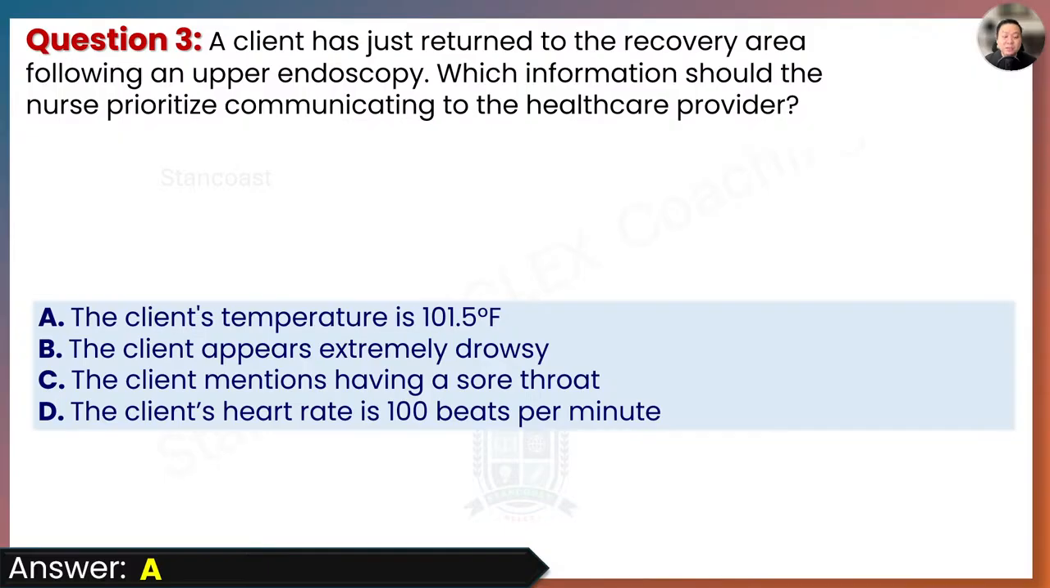Now, I want you to look for signs of critical complications like infection or perforation, and you need to prioritize those when answering this type of question. And I need you to eliminate those expected post-procedure symptoms like drowsiness, sore throat, or mild tachycardia, which are common and typically not urgent. And you also need to assess the severity of the symptoms, and the fever mentioned here is more likely to point to a serious issue than other more expected signs following this endoscopic procedure.